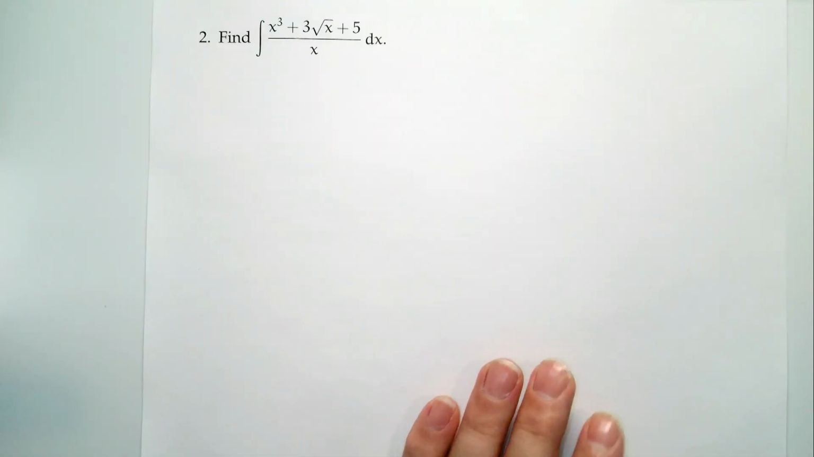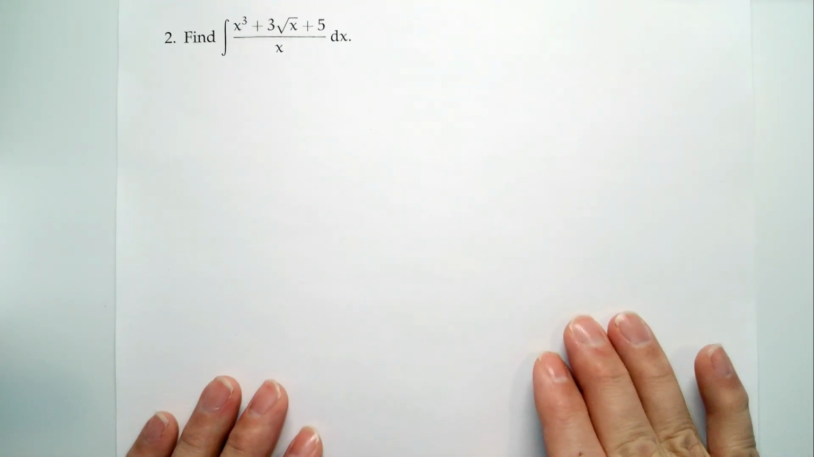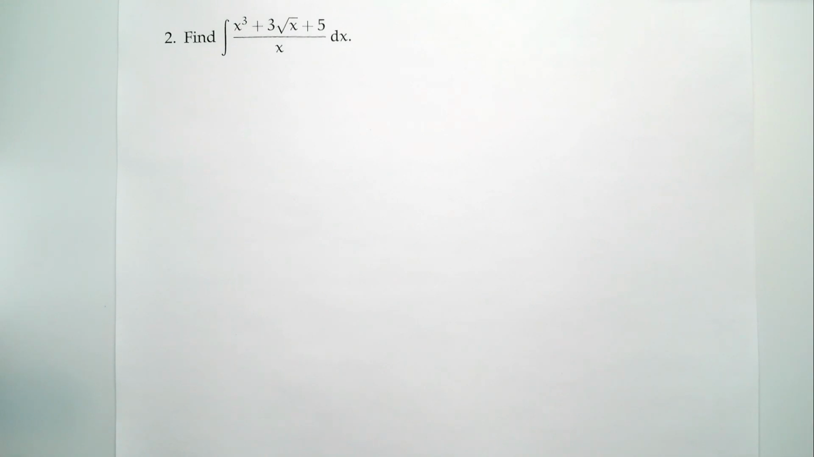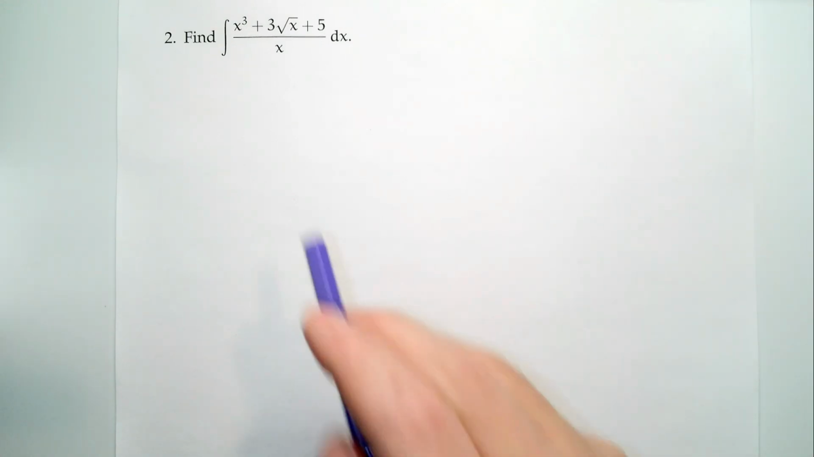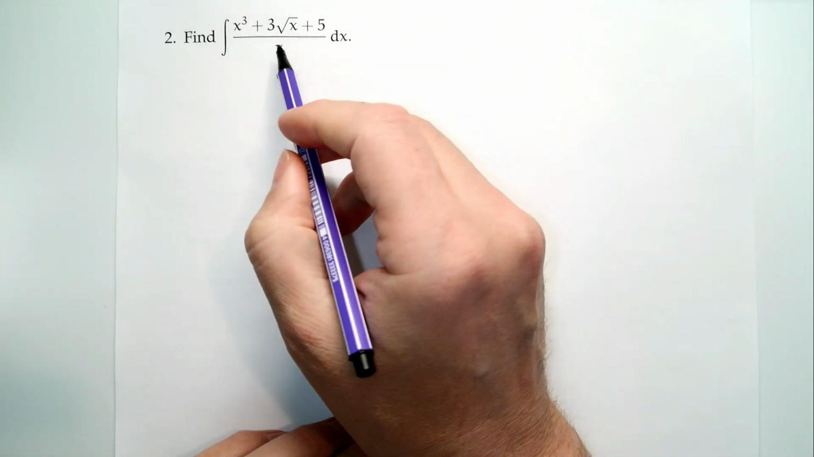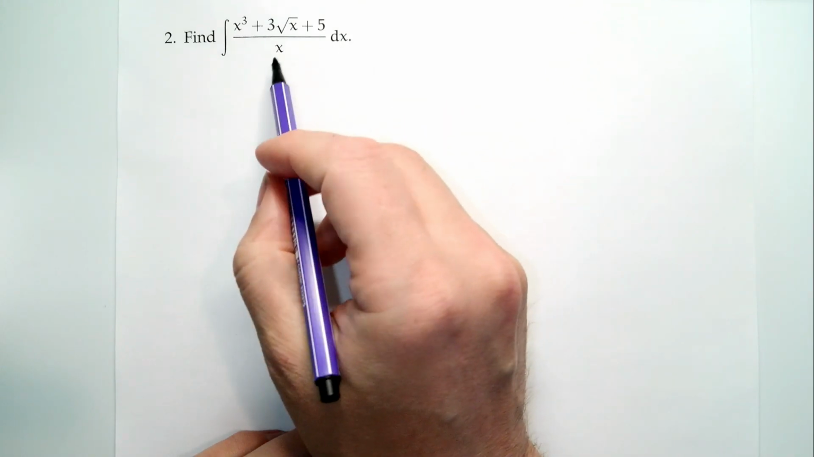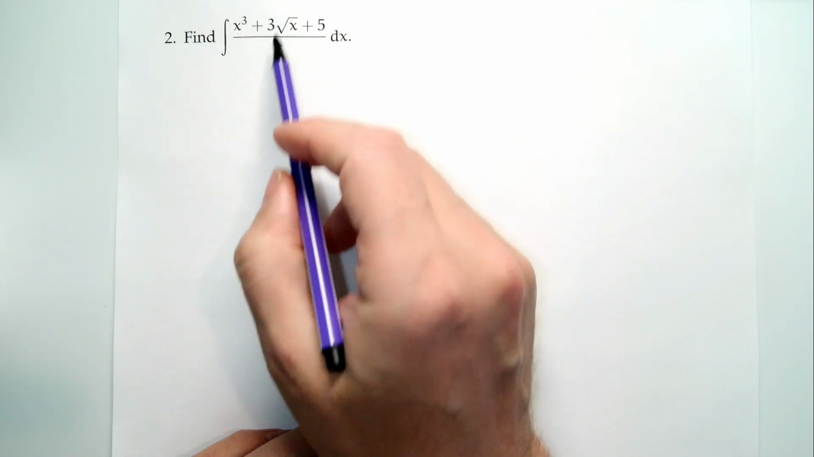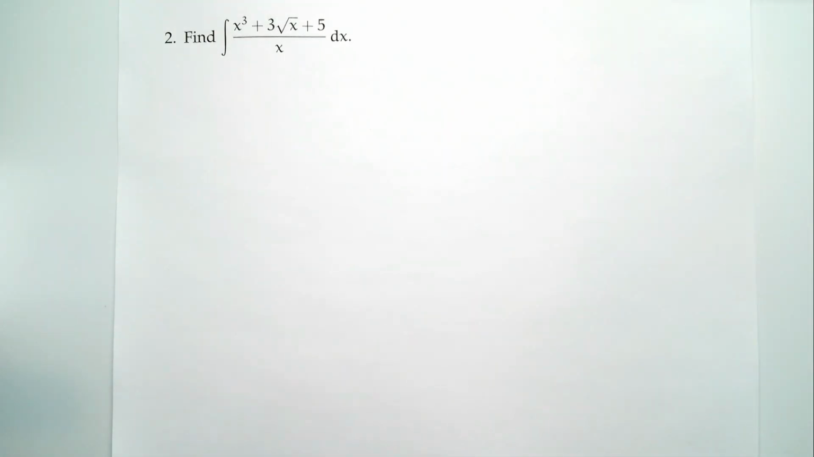All right. Number 2. Find the integral of x cubed plus 3 root x plus 5 all over x. Okay, well, again, we want to use our algebra here. Now, see this division, whenever you have division, you can put it under each individual term.